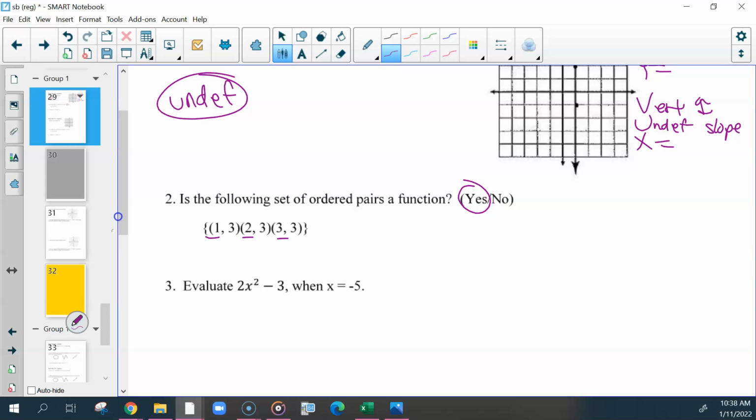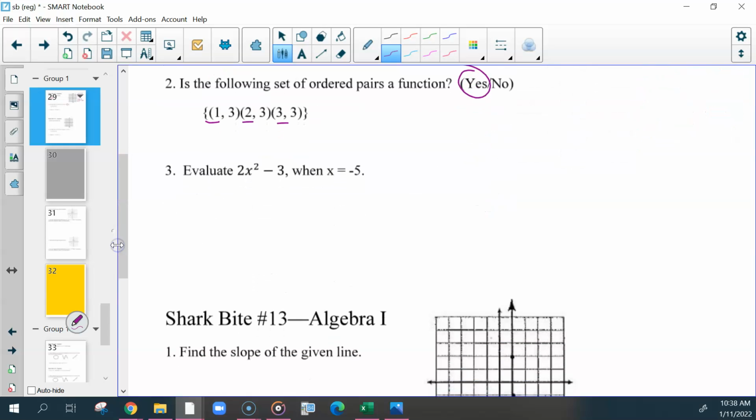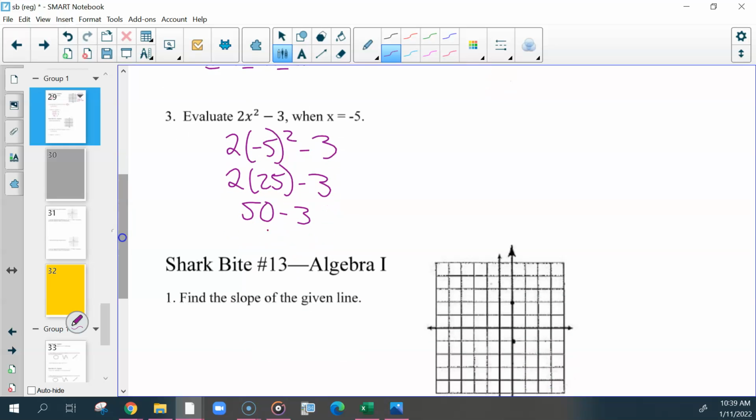Number 3, we need to evaluate. Put -5 in for x and simplify. This would give us 2 times 25. 2 times 25 would give us 50, and 50 minus 3 would give us 47. Questions on those 3?